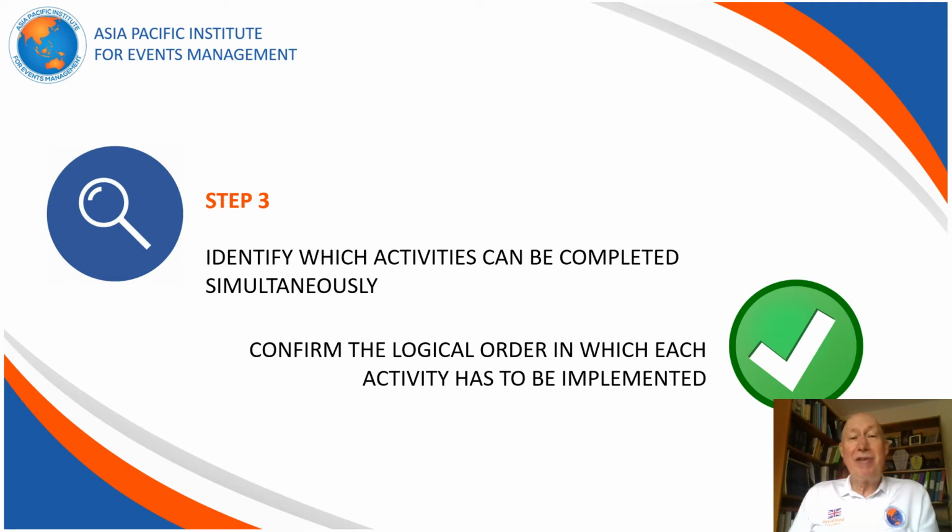So that's step 3, identifying the activities that can be completed simultaneously. And step 3 is really checking to make sure that the order of the activities in our project plan is a logical order, so that activity 1 takes place first, then activity 2 can continue once activity 1 has been completed.